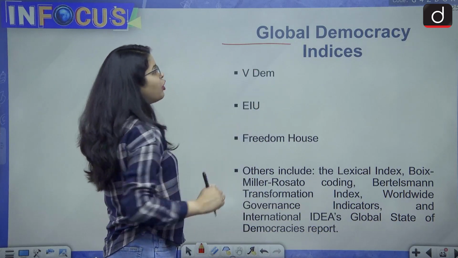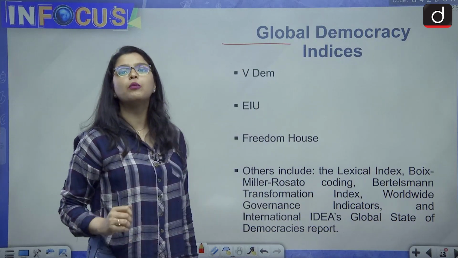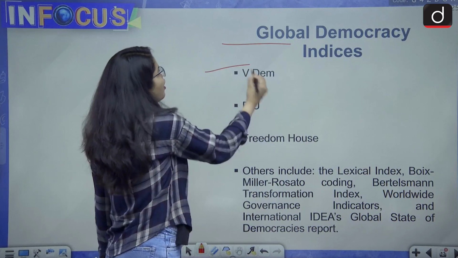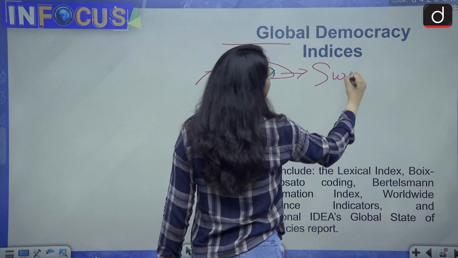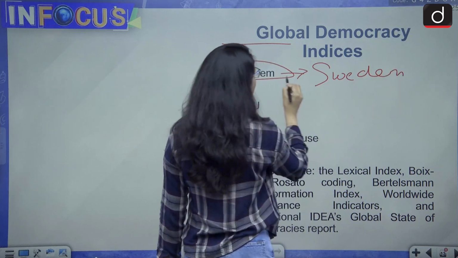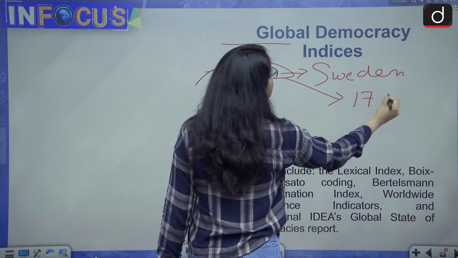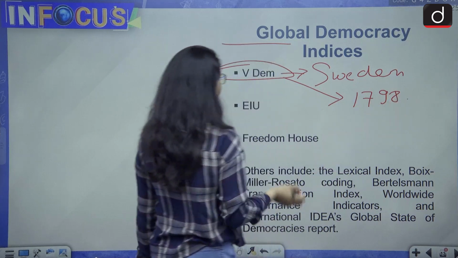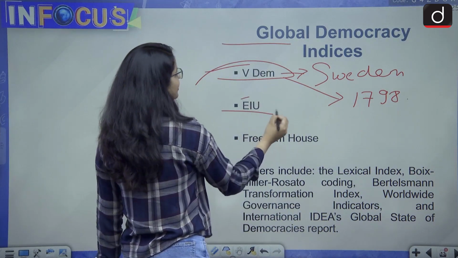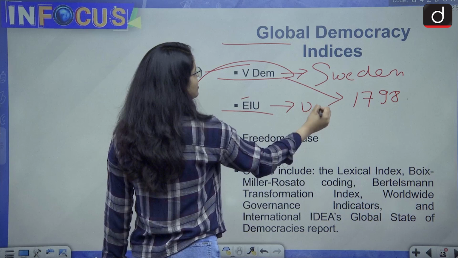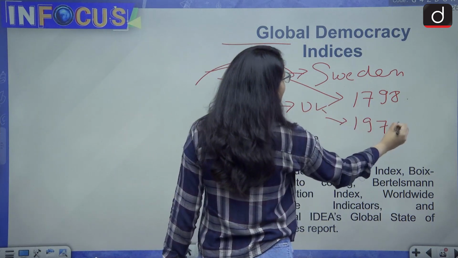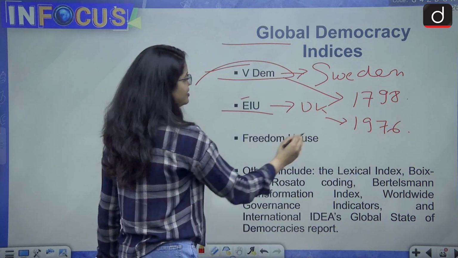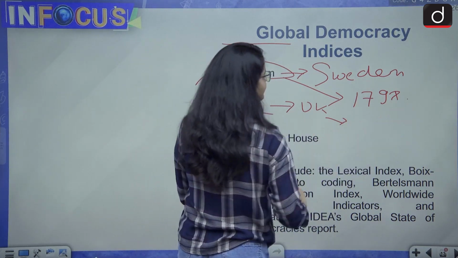let us understand what are these major global democracy indices. So first is VDEM. VDEM is in Sweden, and it has been releasing its report since the year 1798. Then Economist Intelligence Unit, it is in UK, and it has been releasing its report from 2006.